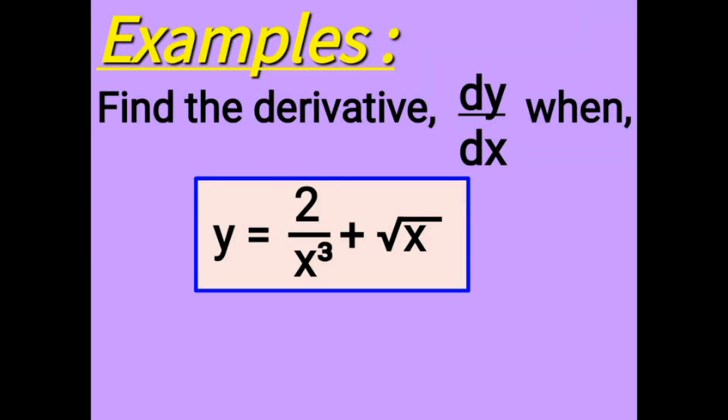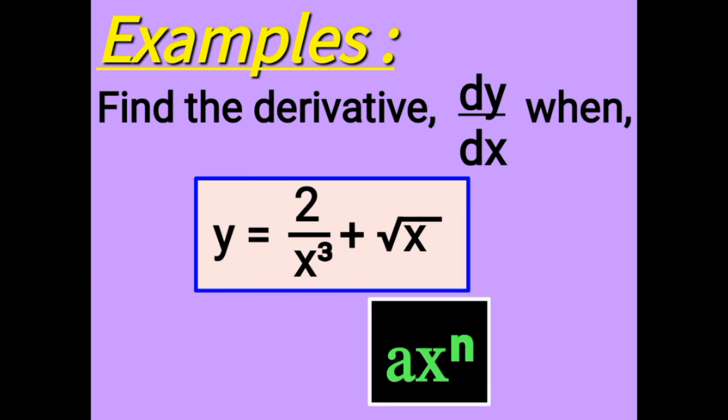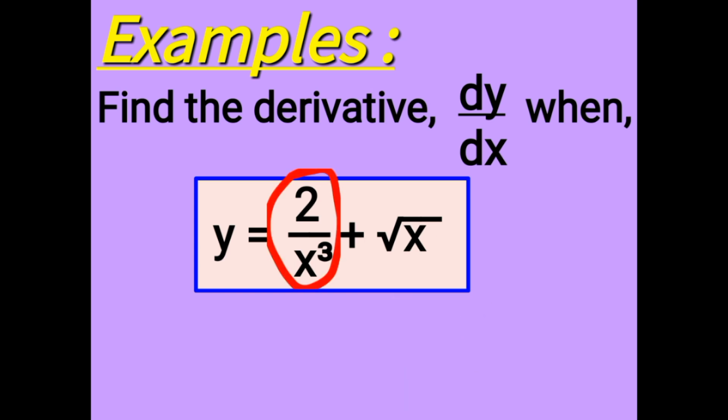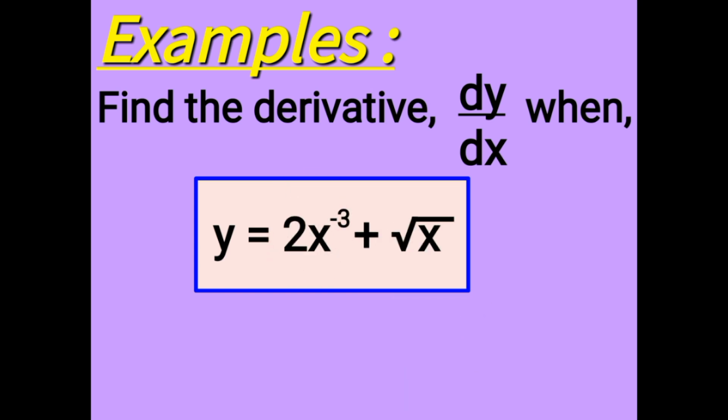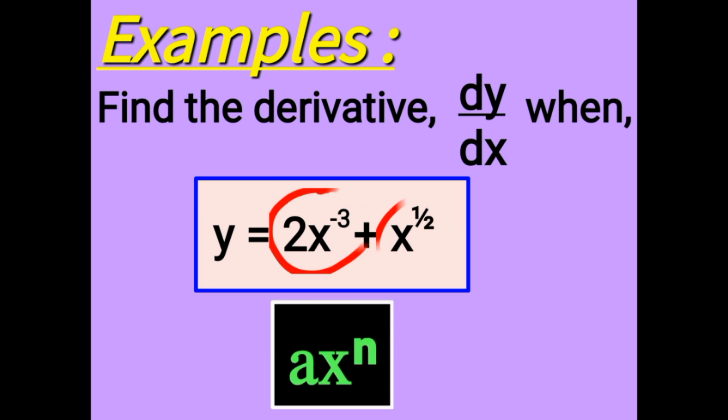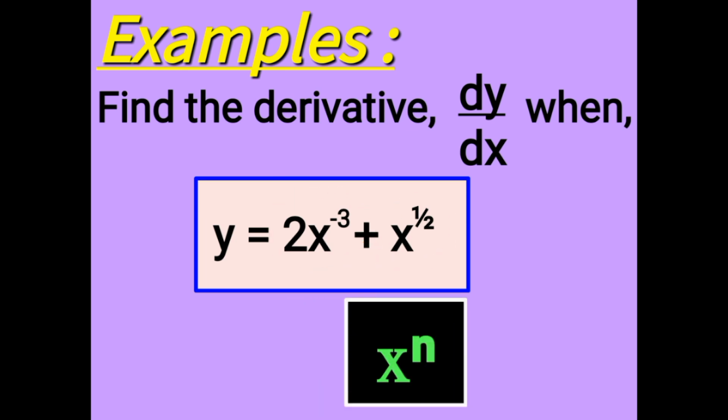Now, y equals 2 over x to the power 3 plus the square root of x. Now, before differentiating, we need to rearrange each of these terms in the form ax to the power n, where a is a constant and n is a real number. So, 2 over x to the power 3 means 2x to the power minus 3, and the square root of x means x to the power 1 over 2. So, y equals 2x to the power minus 3 plus x to the power 1 over 2. Here, this term is in the form ax to the power n and this term is in the form x to the power n. Now, since there are more than one term, we have to differentiate the terms one at a time.